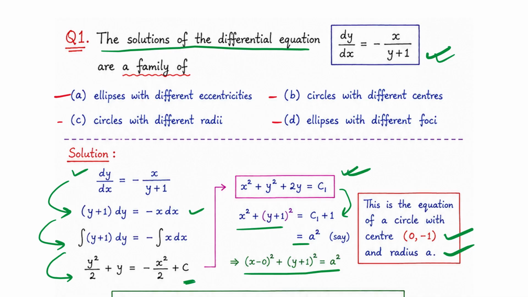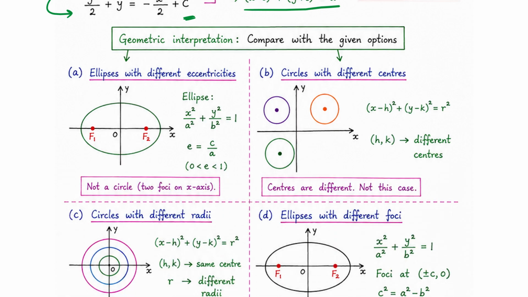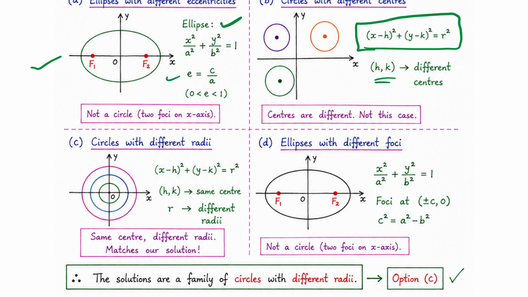Now, this is the answer, but let us first understand the various parts of it. So let's quickly go through the theory. If you look at the geometric interpretation, ellipse with different eccentricities: an ellipse has an equation in this form where e is from 0 to 1, and it looks something like this. If we have a circle, the circle equation looks something like this, where h and k give different centers. Now, if we vary r, we get circles of different radii. So you'll have something like this.